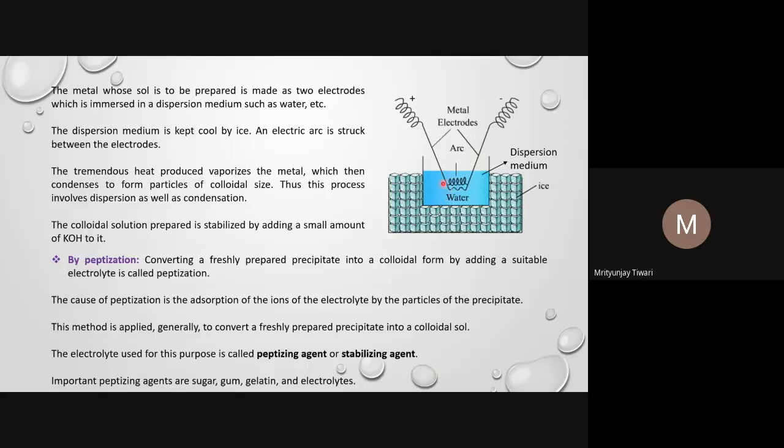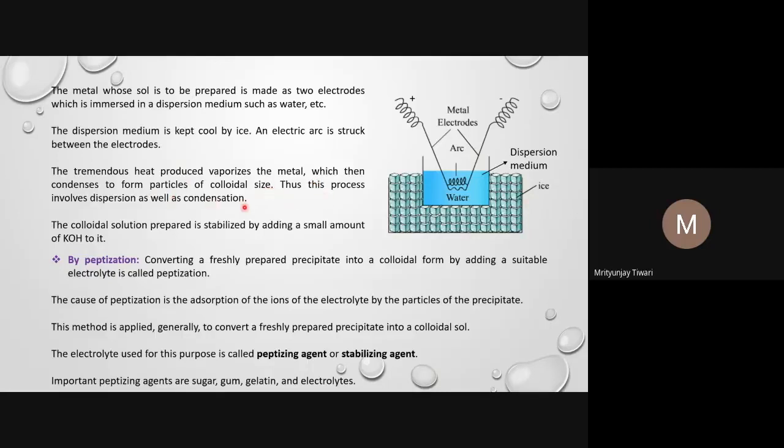It means this rod will get all the atoms separated out in the form of atoms, and these atoms then will get associated because here we have added the ice, and they will get condensed to form the colloidal size particles. So the dispersion medium is kept cool by ice. So ice is, you can see here, an electrical arc is struck between the electrodes. The electrical arc is a metal electrode. Tremendous heat produced vaporizes the metal, which then condenses to form particles of colloidal size.